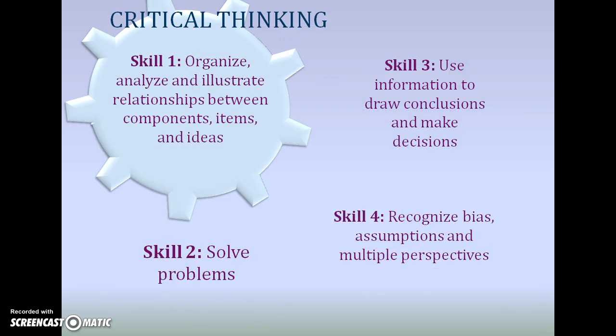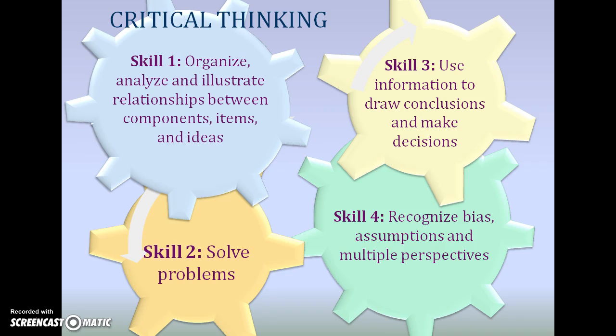Critical thinking. Skill 1. Organize, analyze, and illustrate relationships between components, items, and ideas. Skill 2. Solve problems. Skill 3. Use information to draw conclusions and make decisions. Skill 4. Recognize bias, assumptions, and multiple perspectives.